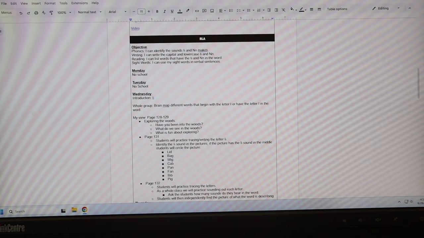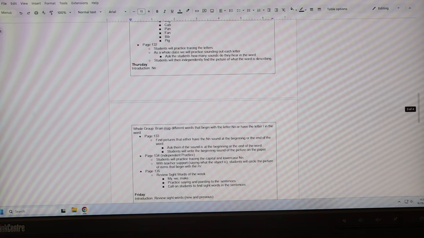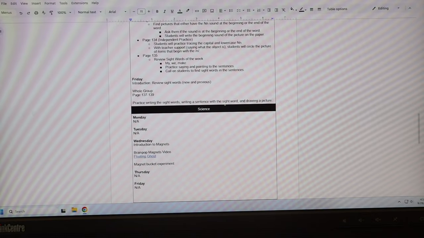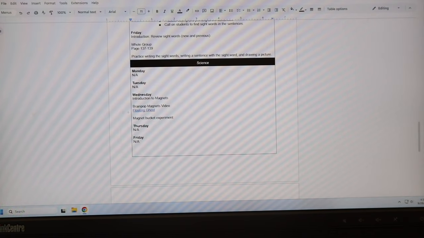Here is RLA. We have a MyView textbook, which is what we work through. I'm just explaining different things on the pages because we don't do every single page. For science, I'm explaining our math. It's not our Mad Scientist Monday. It's technically our Mad Scientist Wednesday, but it's okay.